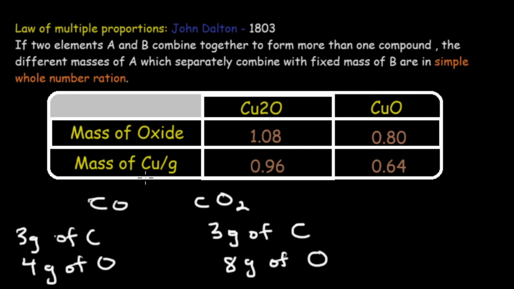This is the law of multiple proportion. As we can see over here, the 3 grams is the fixed mass of carbon, and the 8 and 4 grams are in simple whole number ratio, that is 2:1. And this, as you can all see, is in conformity with the law of multiple proportion. But now we have been given chemical compounds, and let's see if we can derive the law of multiple proportion from these values that we have been given.